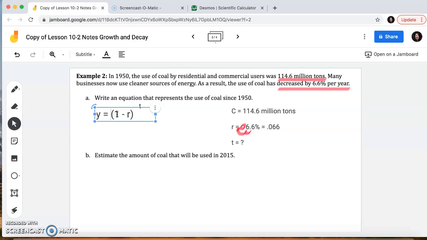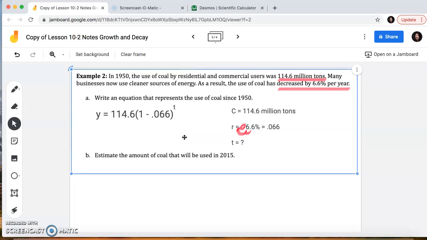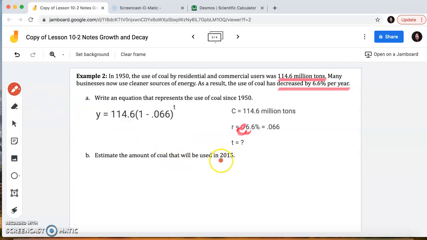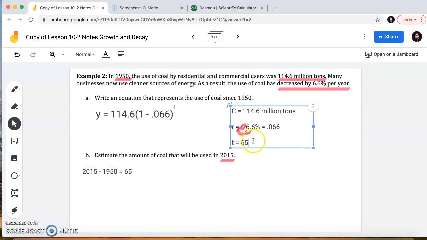So the C is going to be 114.6. Now we can just write it like that as long as we remember that we're talking about million tons. And then 0.066, and then our T needs to come over here. That's our equation. So now it says estimate the amount of coal that will be used in 2015. So we had 1950 and now we have 2015. So we need to take 2015 minus 1950, which is going to be 65. So now our T we know is 65.